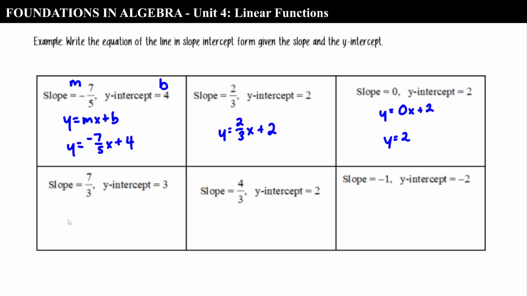For this next one, our slope is 7/3, so we're just going to put that out in front. Our y-intercept is 3, so we're going to stick that on the end. For this one, our slope is 4/3 and our y-intercept is 2. And then for this last one, our slope is negative 1, so you can just put the negative in front of the x. You don't need to write the 1. And then our y-intercept is negative 2. So instead of putting plus 2 or plus negative 2, we're just going to put minus 2 to write it in the simplest form that we can.